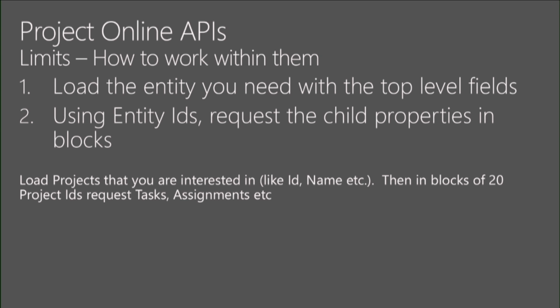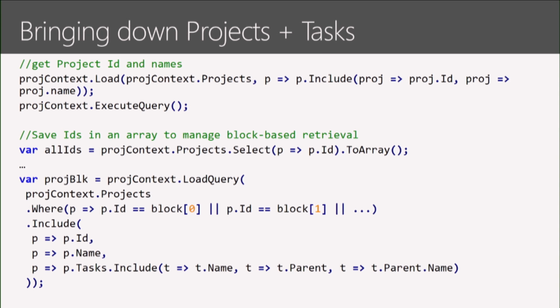So I pretty much covered this. Load the entity you need, the top level fields, and then using the IDs, you'll be able to ask for the children. So here's a quick sample. I want to load up the project ID and project name, so I'm going to request those fields to come back. And the second line where it says execute query, I will get all the projects in the service, and the object's ID and the object's name will have the data I'm looking for.